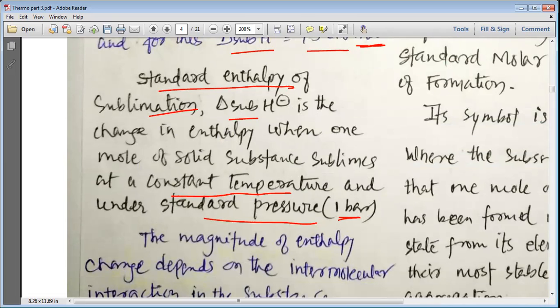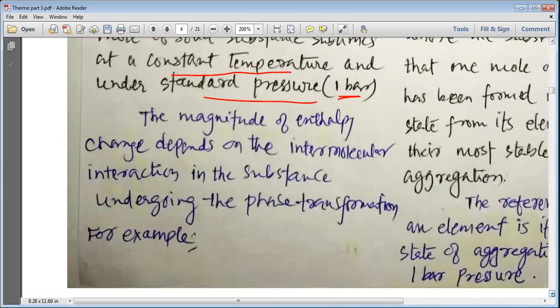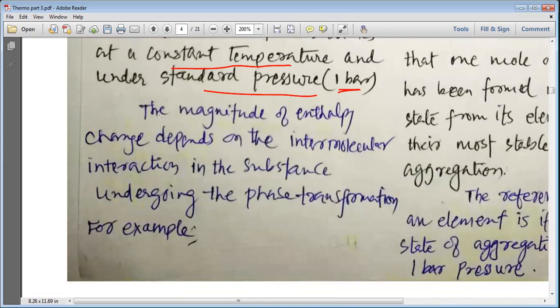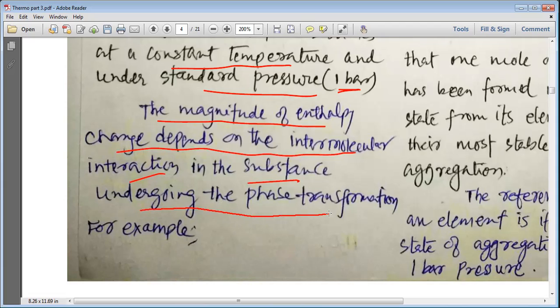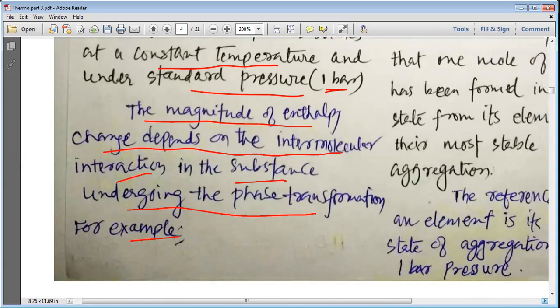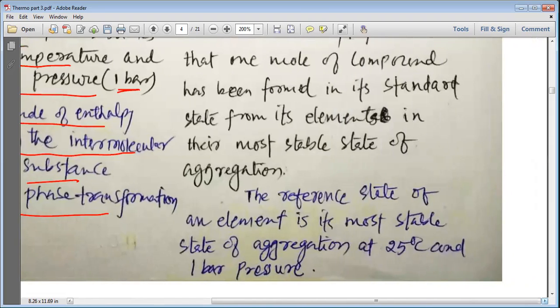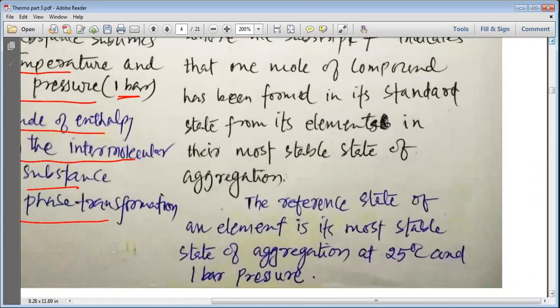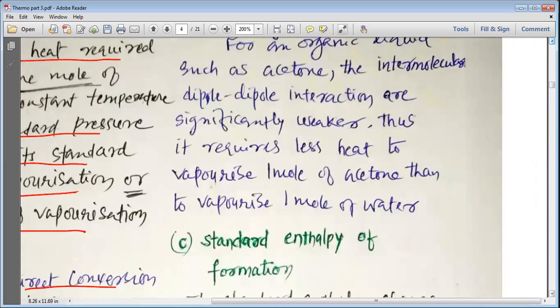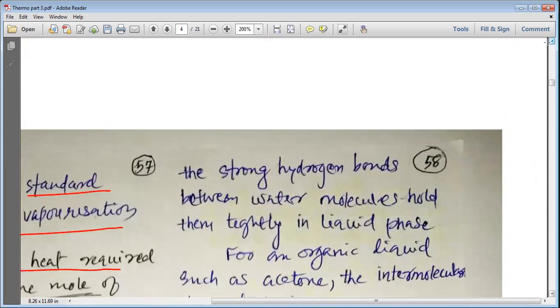So this is how, my dear students, we understand the enthalpy of sublimation. The magnitude of enthalpy change depends on the intermolecular interaction in the substance undergoing the phase transformation. For example, now we should know that the magnitude of enthalpy change depends upon the intermolecular forces of attraction in the substance that is present. So let us study it with the example.